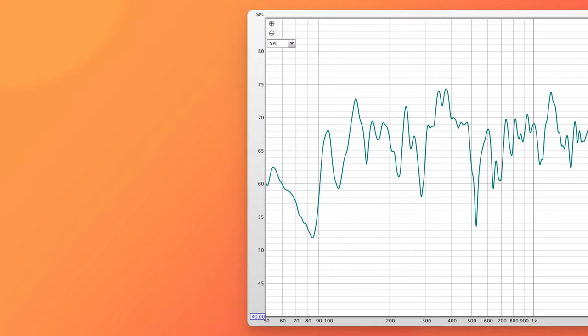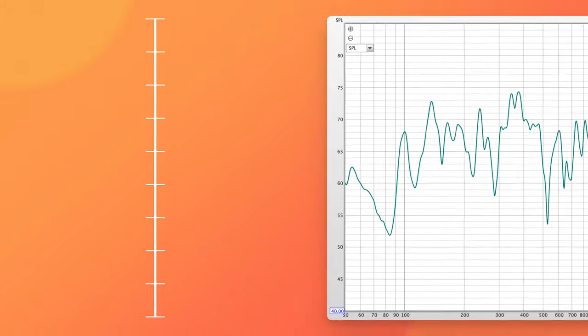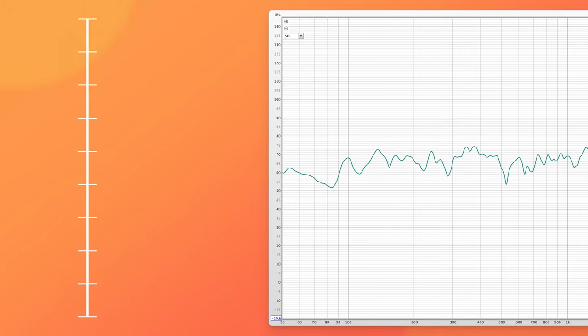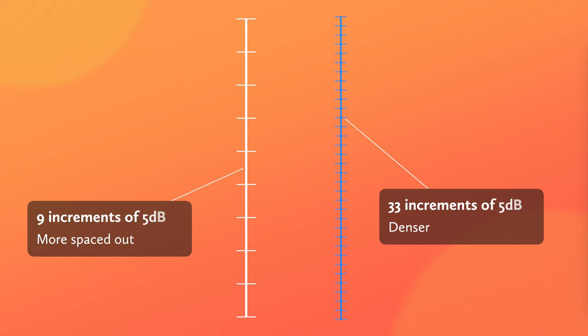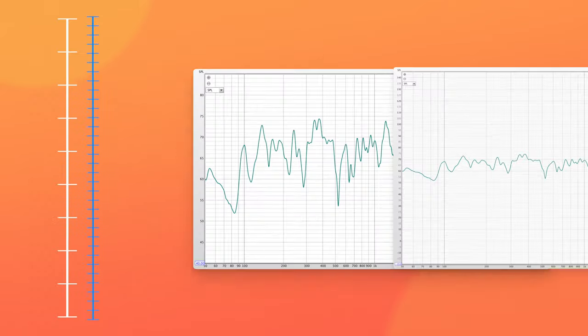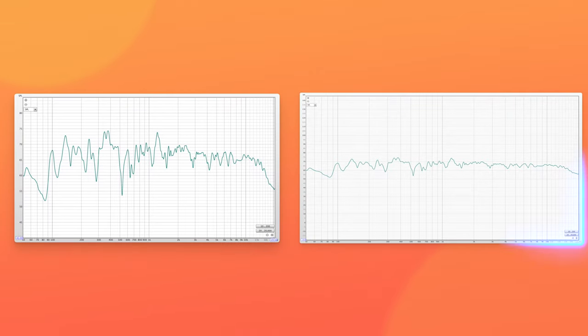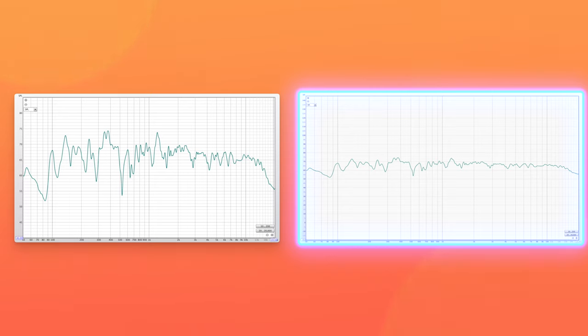Even though the y-axis in both graphs has 5 decibel increments, the number of increments on the axes is different. On this one, because the range is 40 to 85, the y-axis only contains 9 of those 5 decibel increments. In comparison, on the other one, because the range is much bigger, spanning from negative 20 decibel all the way to 145 decibel, the y-axis consists of 33 of those 5 decibel increments. Fitting so many more increments on the y-axis obviously means that the distance between each increment is much smaller. As a result, the frequency response with more increments on the y-axis will look flatter, just like what we are seeing here.